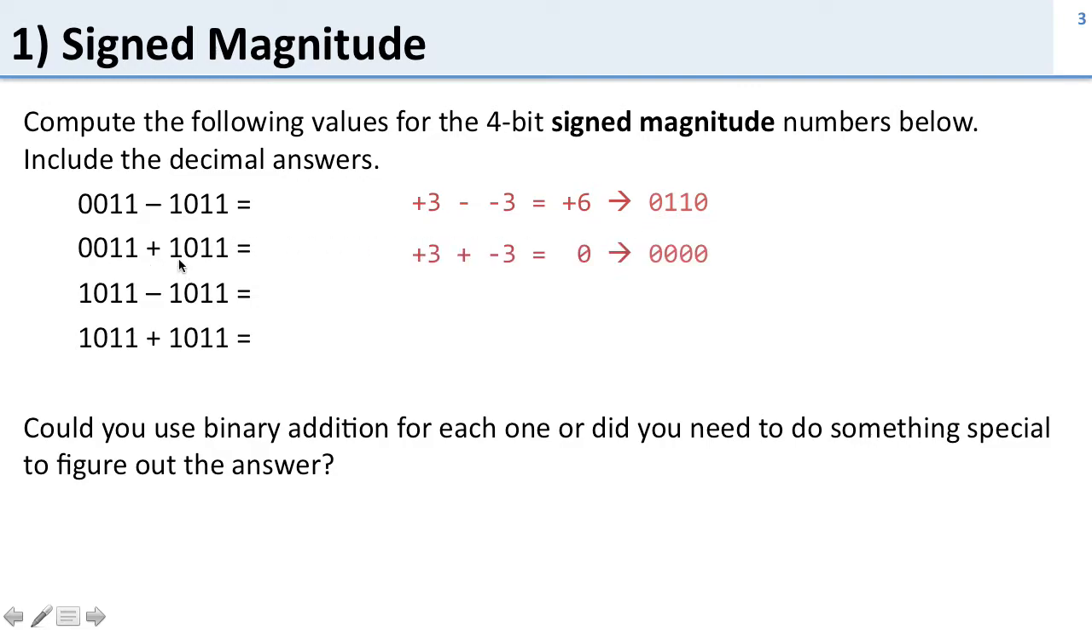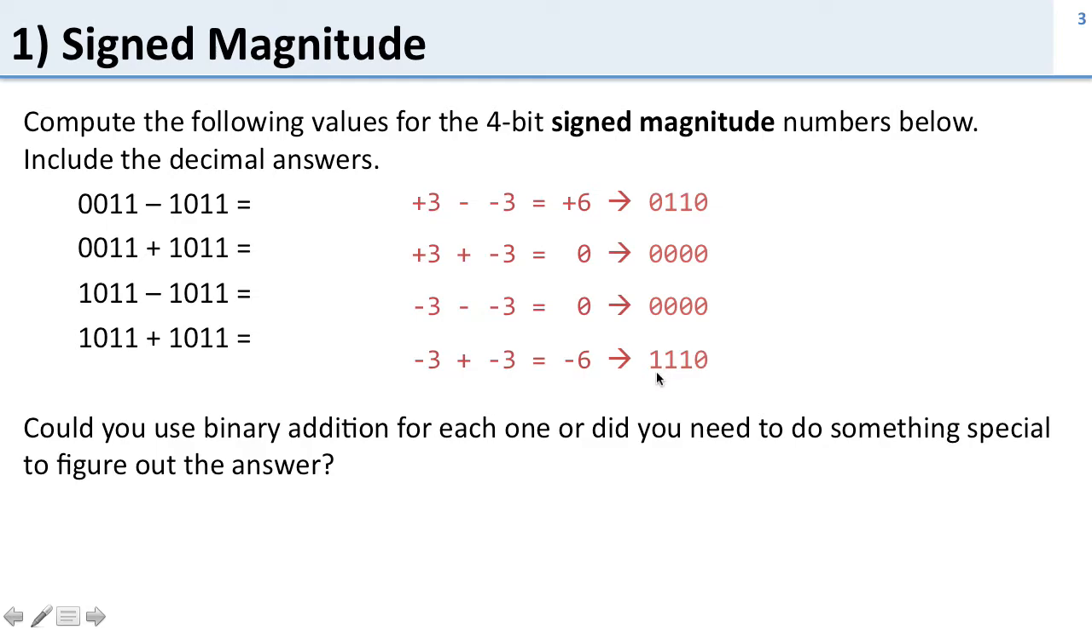This is plus 3 plus a negative 3, which is going to be 0. This is minus 3 minus a negative 3, which is going to be 0. And here we have minus 3 plus a negative 3, which is going to be negative 6. And here's negative 6. You can see it's the same thing as what we had as 6 before, but we just changed the sign bit. So with a 0, this is plus 6, and with a 1, it's negative 6.